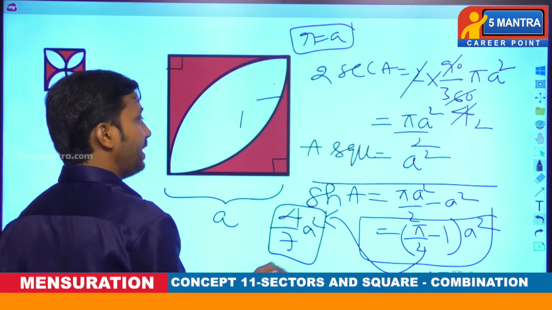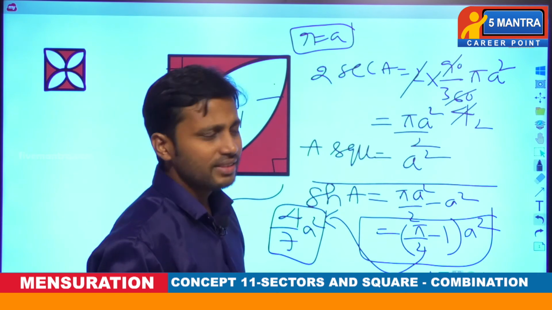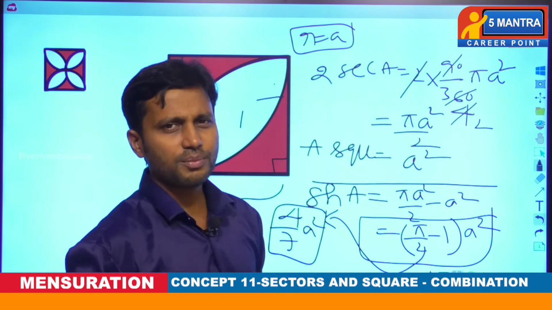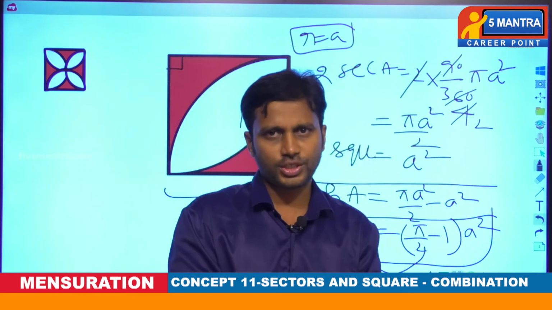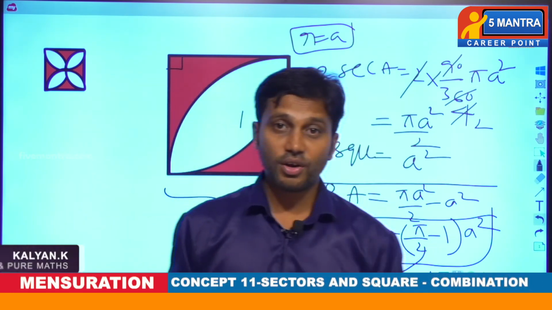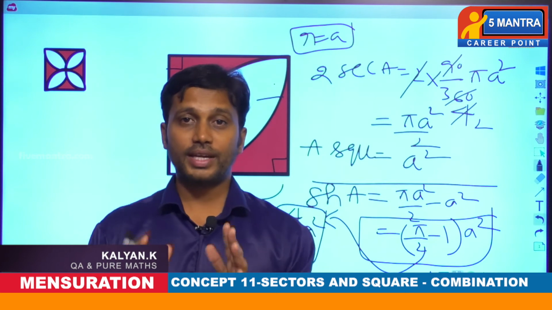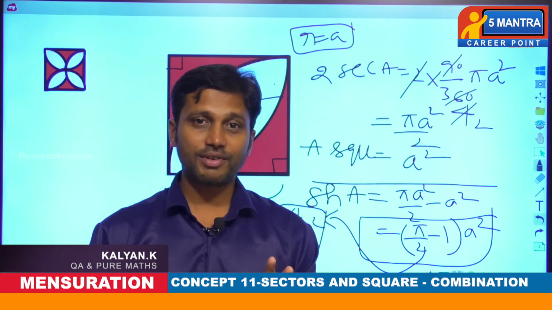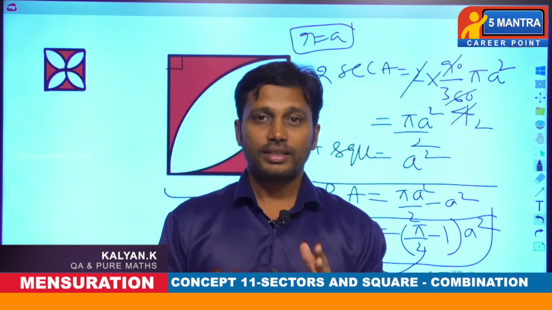So finally here also white colored region. See, white colored or black colored is not an important thing. That leaf portion is once again how much? 4 by 7 A square, where we got in flower shape also we are getting 4 by 7 A square as your answer.